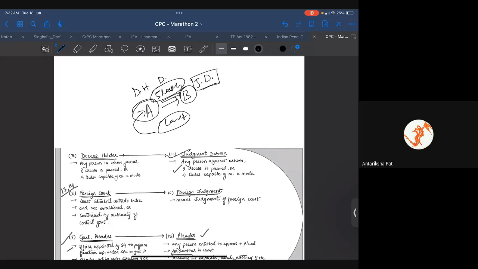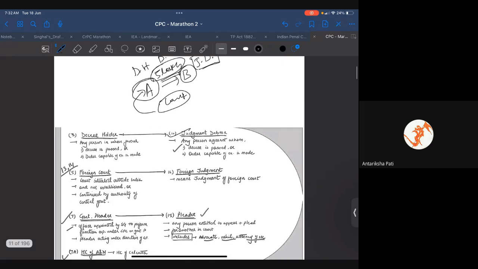He is also called the judgment creditor. Now, a foreign court is a court situated outside India, not established or continued by the authority of the central government. A foreign judgment is a judgment of the foreign court, as per 2.6. Foreign court is 2.5.